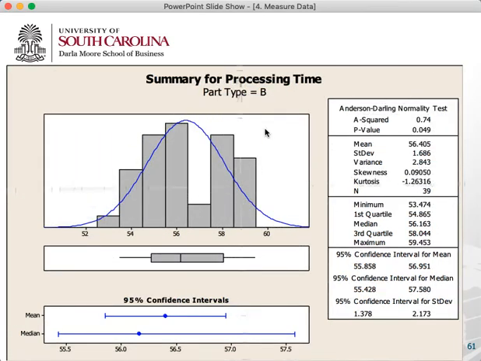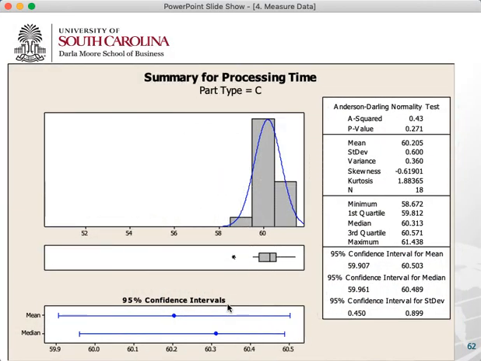Same thing for part B. We have it here. Now the p-value was 0.049, so it is right there on the border of being normal or not. Remember, it has to be higher than 0.05. It's not normally distributed on the Anderson-Darling test. So it is technically not normally distributed, but for practical reasons, we're going to take a look at that as well.